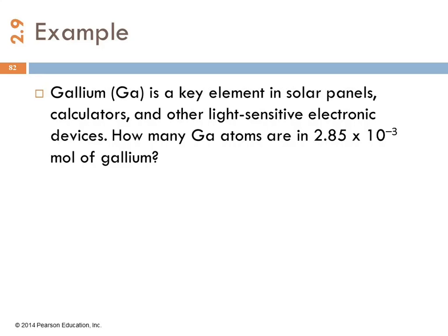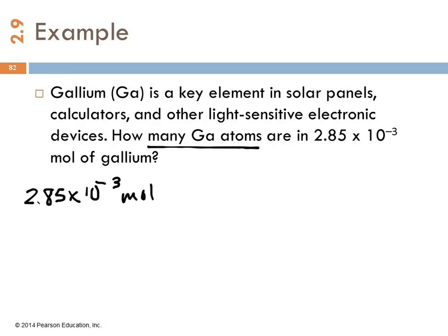So let's use this in an example calculation. Gallium is a key element in solar panels, calculators, other light-sensitive electronic devices. Very nice, completely unnecessary. How many gallium atoms are in 2.85 times 10 to the minus third moles of gallium? Well, there's a number in there. Let's write it down. 2.85 times 10 to the minus third moles. And how many atoms? So we're given moles, we're trying to find atoms.